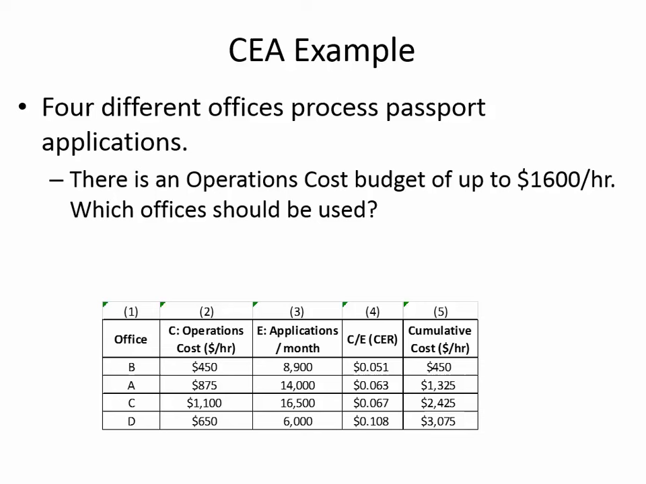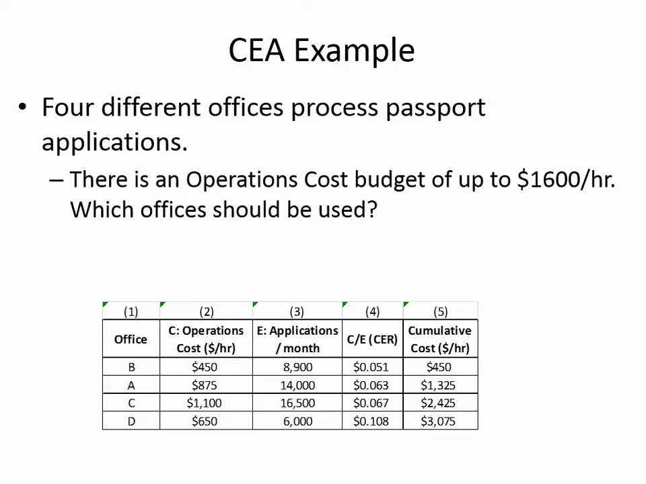Well, that's an interesting question, yeah. So this is data that was taken when all 4 of the offices were open. So the point he's raising is, if we close office C and D, there's still lots of applications that need to be processed, and so can they be efficient at office B and A? And so we'd need more information.